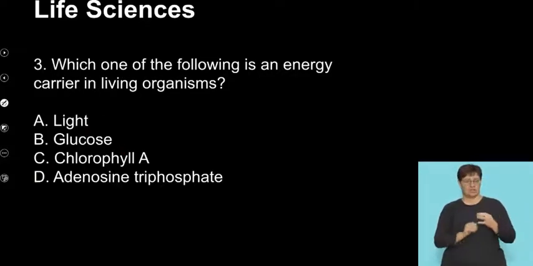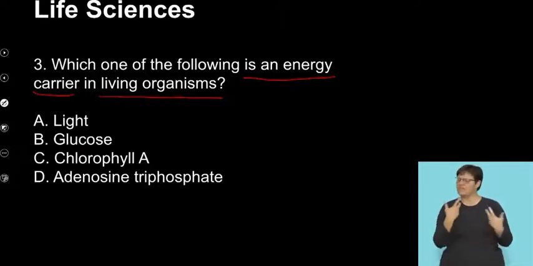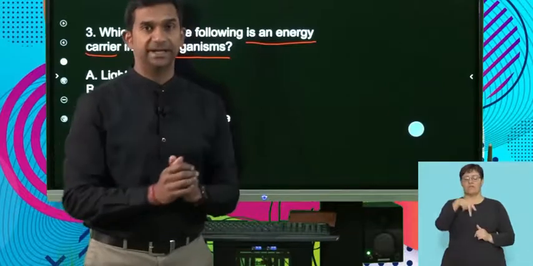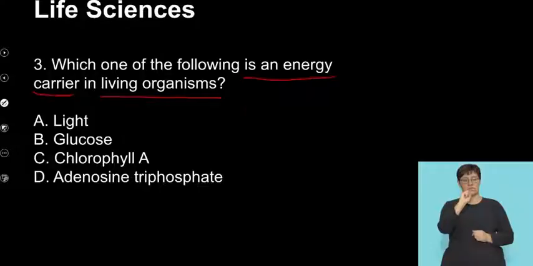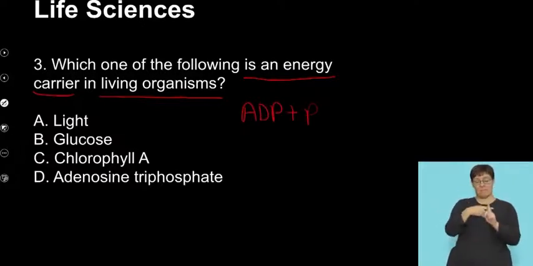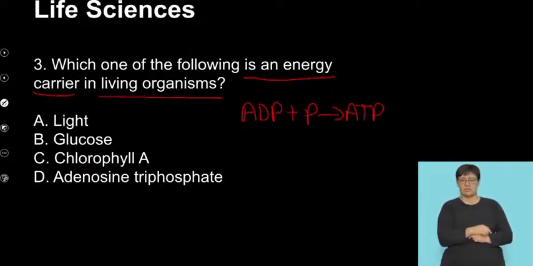Which of the following is an energy carrier in living organisms? I've mentioned this a few times. I've spoken about the process of a phosphate being added on, and I use the term phosphorylation, which again points to how ADP plus a phosphate forms ATP. And this process is called phosphorylation. Now let's look at our options.